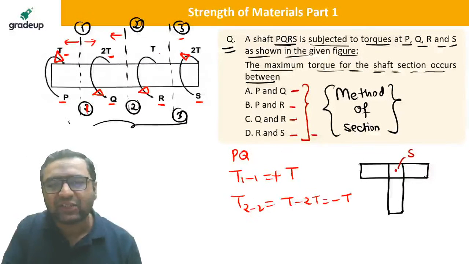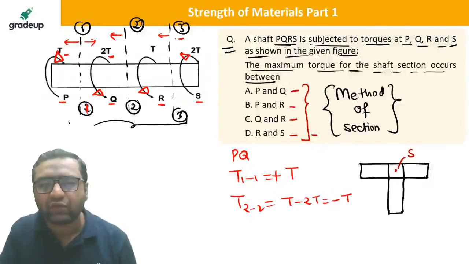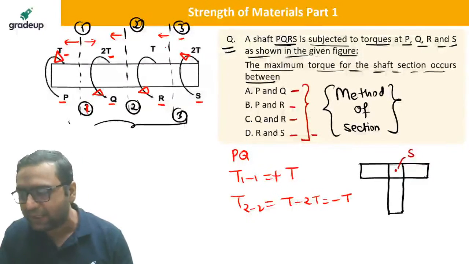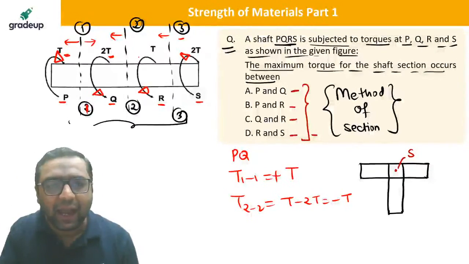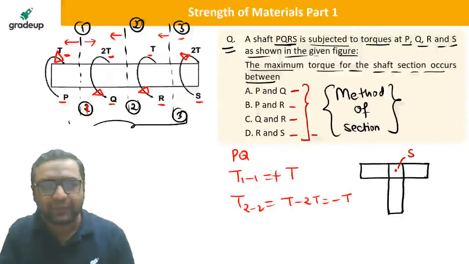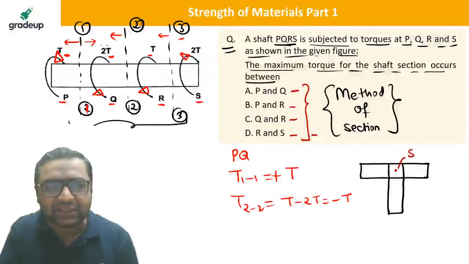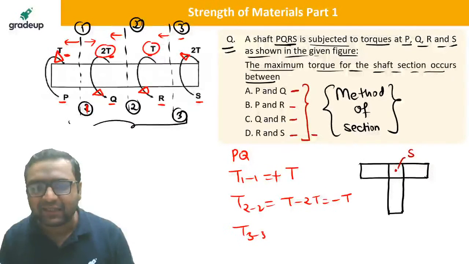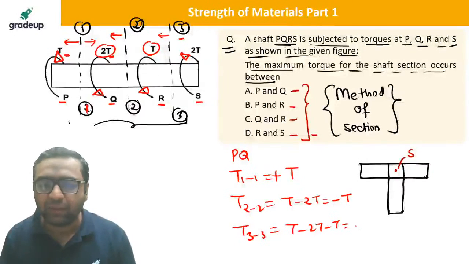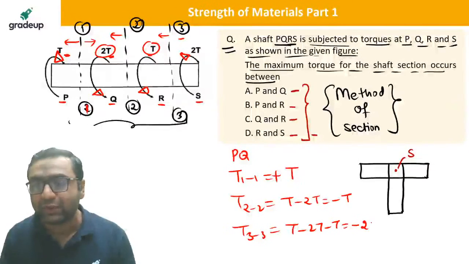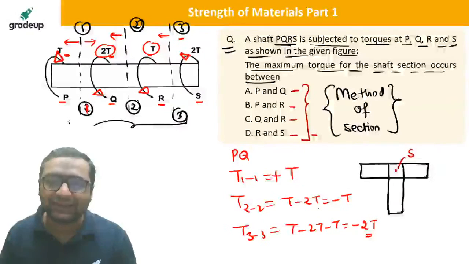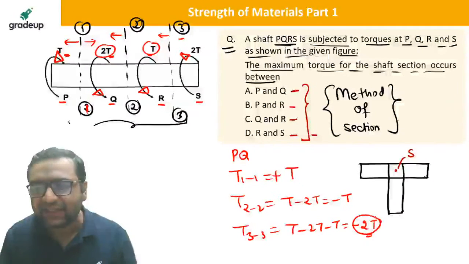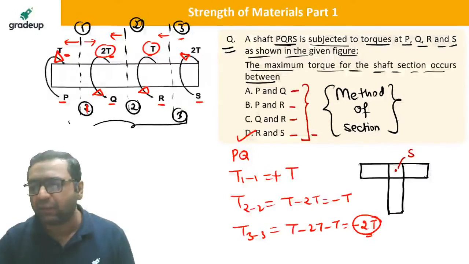If you see section 3-3, either you see the left hand side or the right hand side, and take the algebraic sum of that. T is in a different direction, 2T and T are in different directions. So T33 equals T minus 2T minus T. Guys, the answer will be minus 2T this time. So obviously, magnitude wise, section 3 is giving you the highest. The answer will be RS.